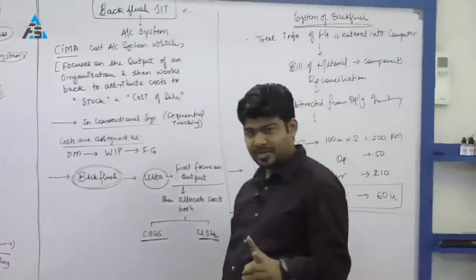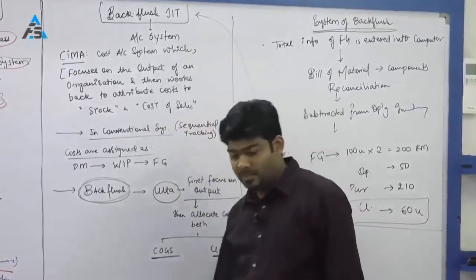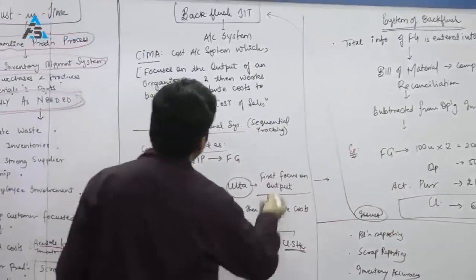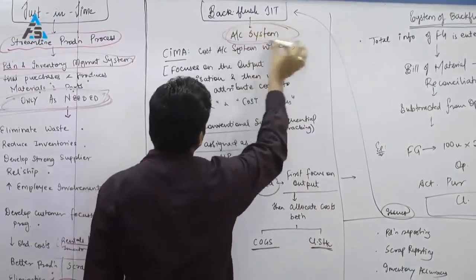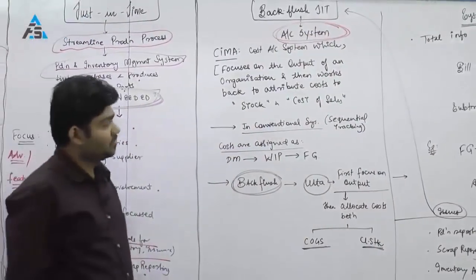Just keep on reading the PM answers as well. You will be able to relate very quickly. Then there is something called as backflush just in time. Favorite है ये student लोग का. Backflush basically नाम है एक accounting system का, which is used for just in time procedure.